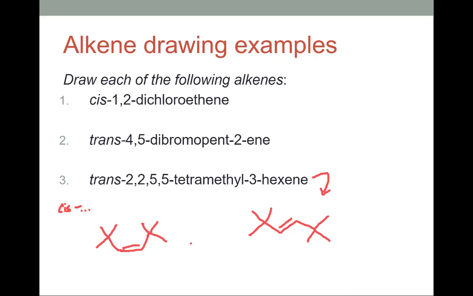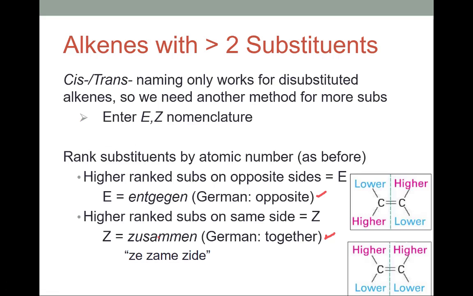Okay, if we went back here, I could have called this thing on the right, instead of calling it trans, I could have called it E. And instead of calling this one cis, I could have called it Z. And that would have been fine. The EZ system always works. Cis-trans only works if I have only two non-hydrogen substituents. If I've got more than two, I've got to use EZ.